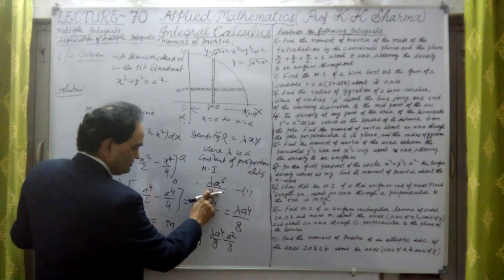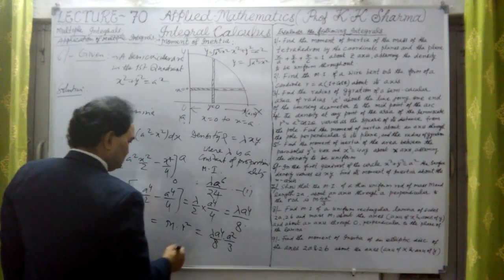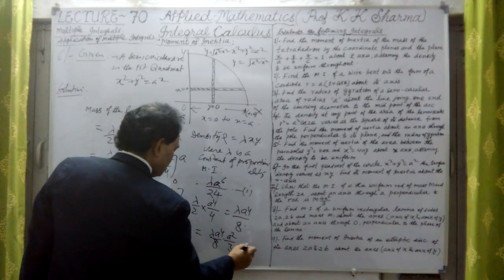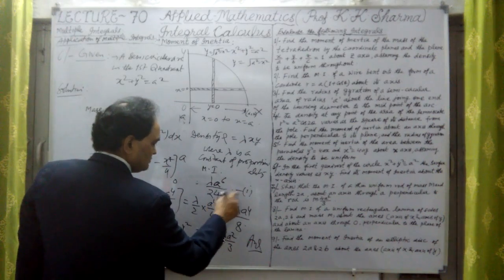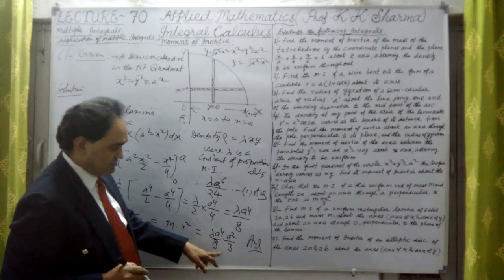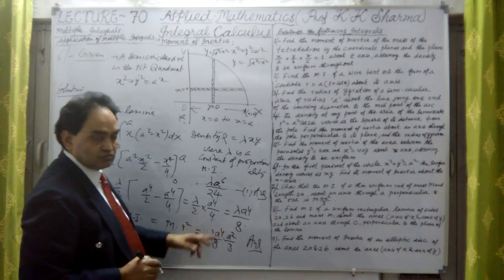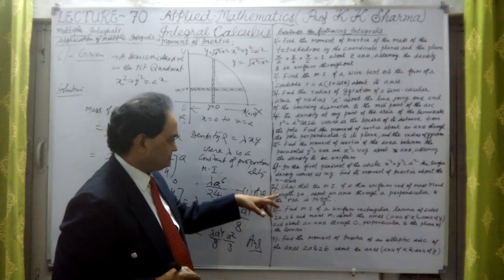So this is the value here. Okay, so this is the final value. The moment of inertia is just equal to this. Okay, so this is the final answer. Lambda A6 upon 24. This is the mass here. A square upon 3 is the perpendicular distance of this from the axis of x.